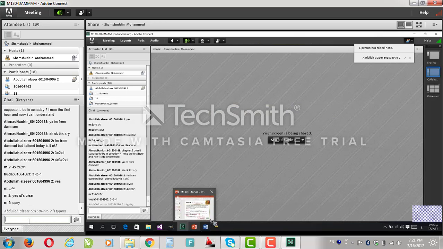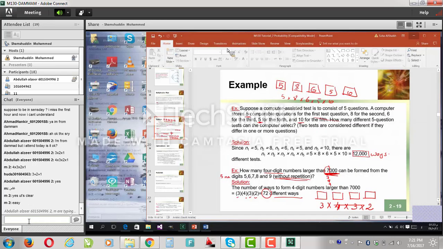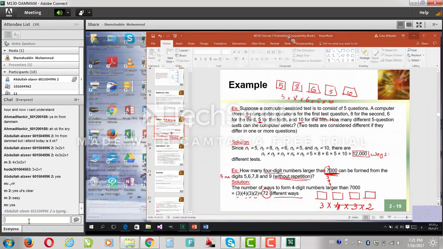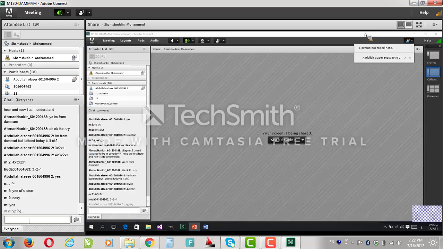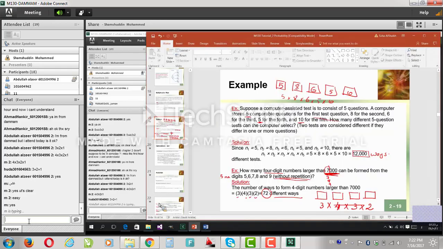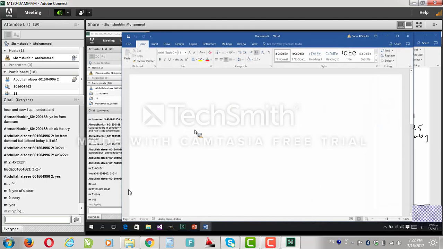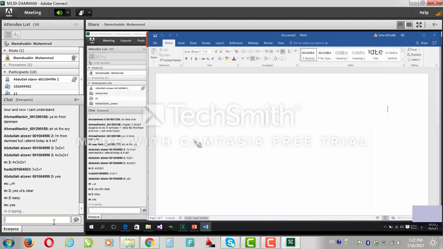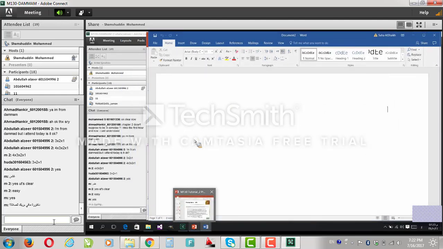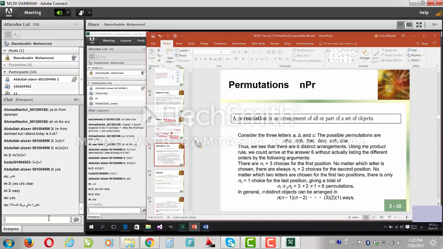Now let's start a new topic. Now we will talk about permutation and combination. Okay, good. Now the permutation, the NPR, means the arrangement of all or part of a set of objects.